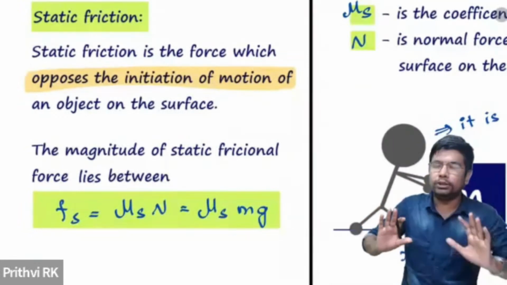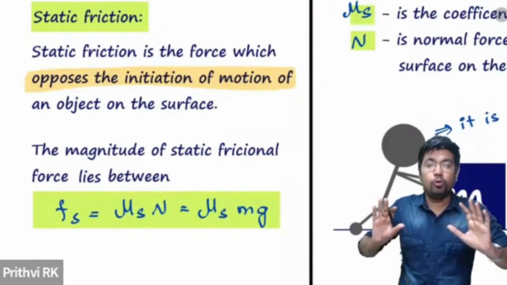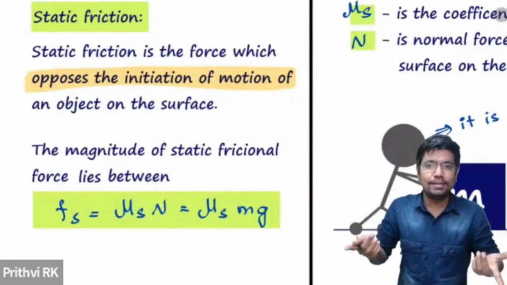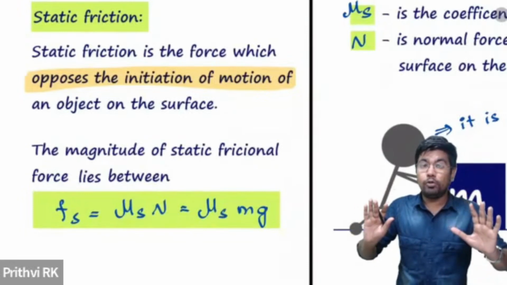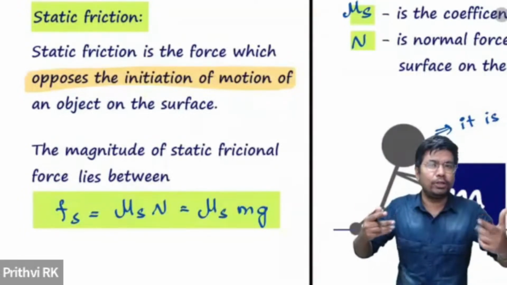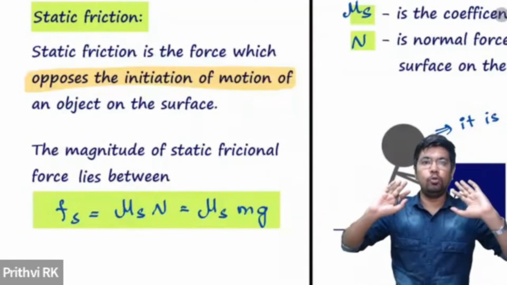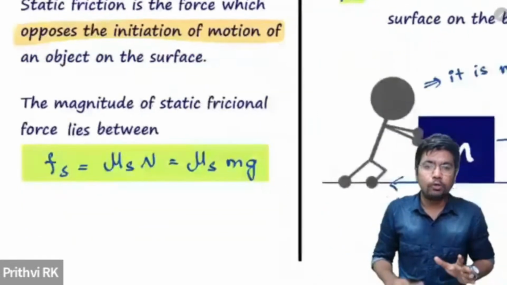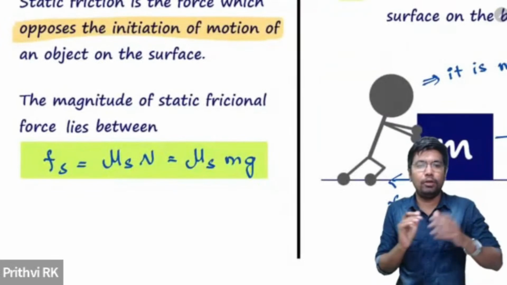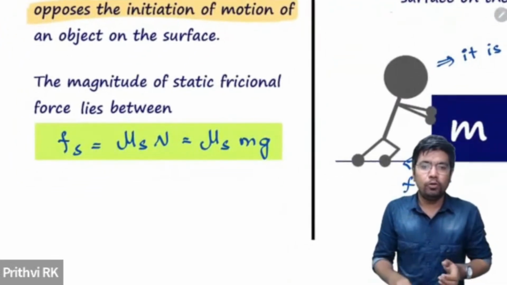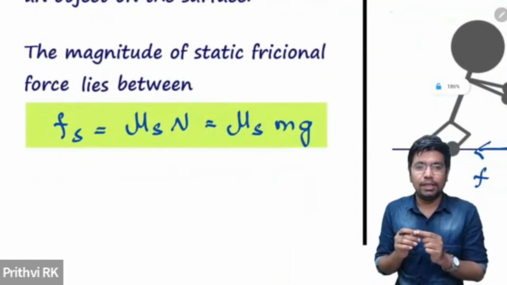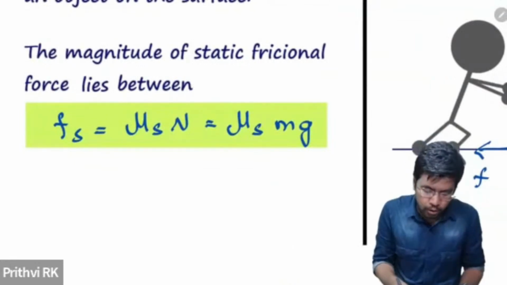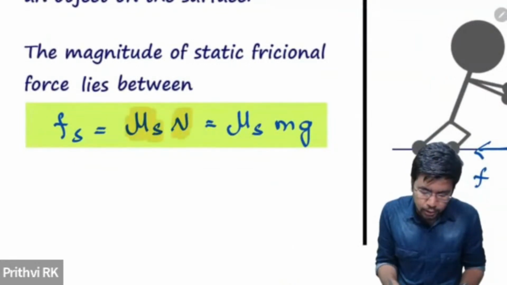There is some opposition, so you have to give a force which is greater than the static friction. If you apply a force greater than the static friction, then it will move. So the magnitude of the static frictional force, what will the value be? Static friction Fs will be equal to mu s into N.